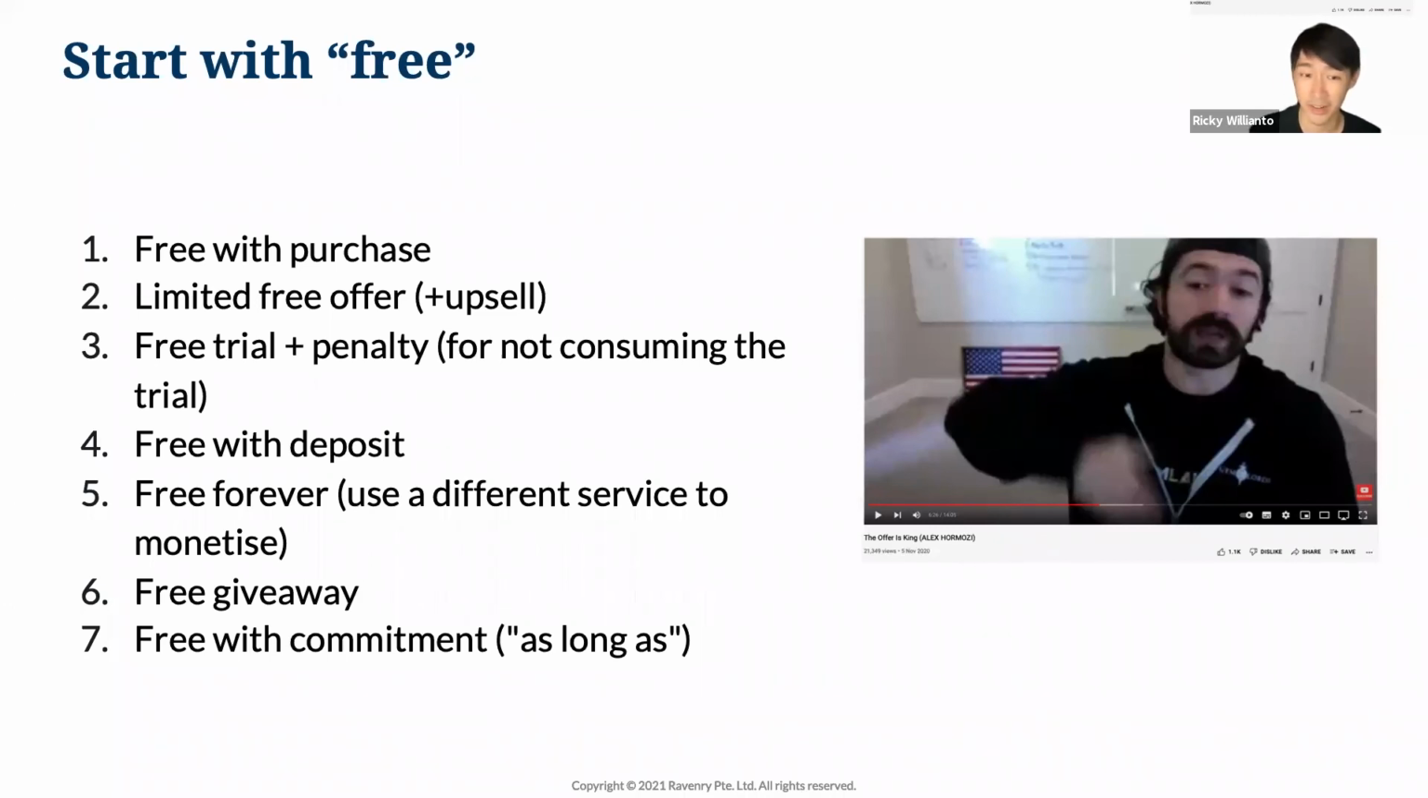Doesn't mean that you don't get paid at all, right? It just means that you're offering them something that they perceive as valuable and as something that they don't have to pay anything for, right? So there are 7 different strategies that this guy talked about using free in your sales approach, right?